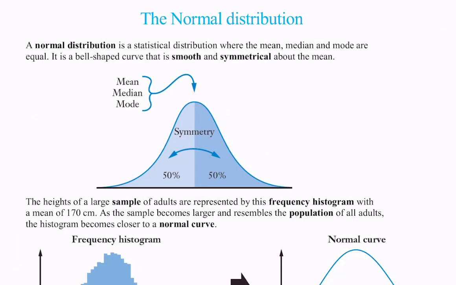Okay, today we're going to be looking at the normal distribution. The normal distribution is a statistical distribution where the mean, median, and the mode are all equal. And you can see it is what we call a bell-shaped curve. You've probably heard that before. So I can call it the normal curve or a bell-shaped curve.